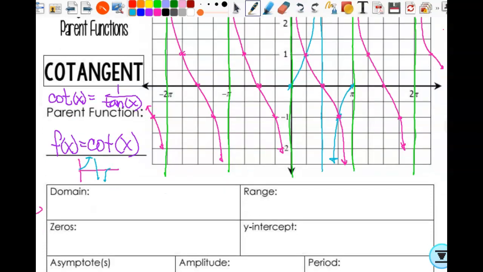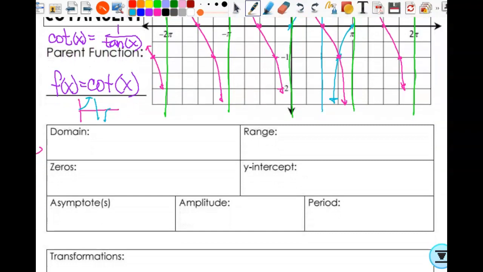Is our domain all real numbers? No. Okay, so it is the set of all x's such that x cannot equal. All right, how often do the asymptotes happen? Every pi. That's what makes this n times pi. Do I need to add anything to that? No, because we start at 0. I just need to say where n is an element of the integers.